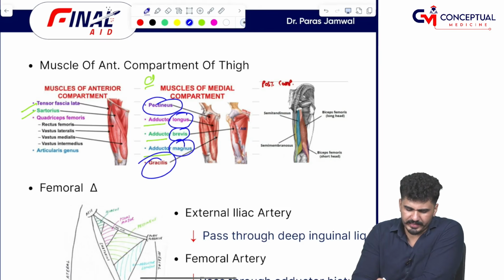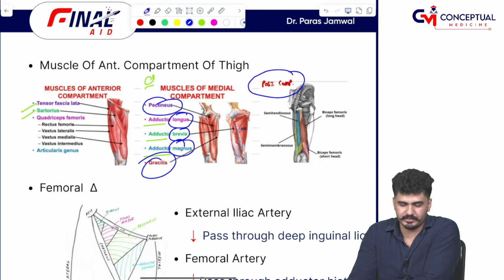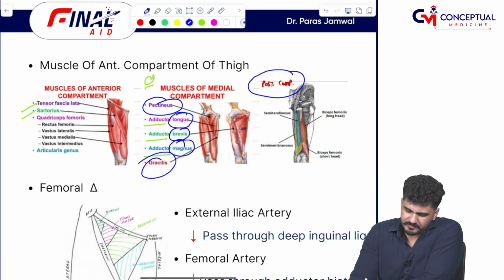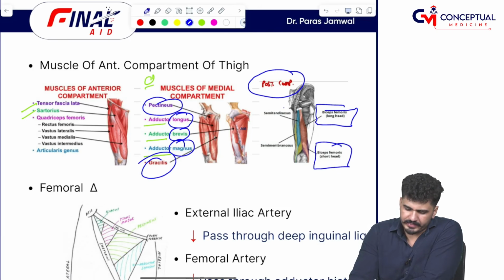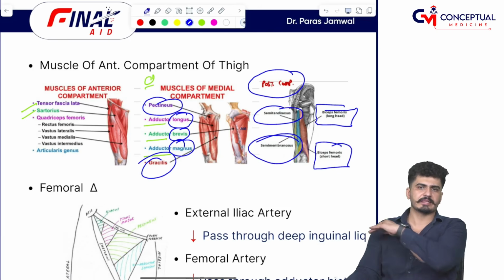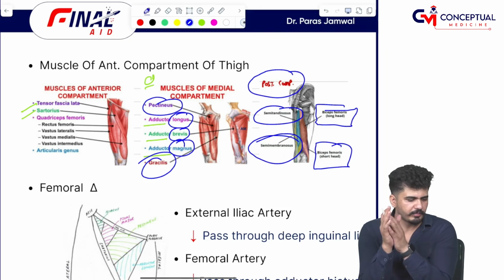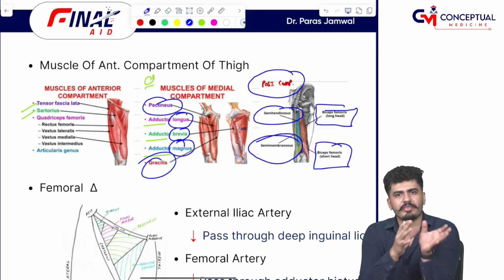Now sir, this is medial compartment, anterior compartment and posterior compartment which is supplied by the sciatic nerve. Biceps femoris long head, biceps femoris short head, done. Semitendinosus and semimembranosus, done. So these are the compartments of the thigh and the muscle and the nerve supply.